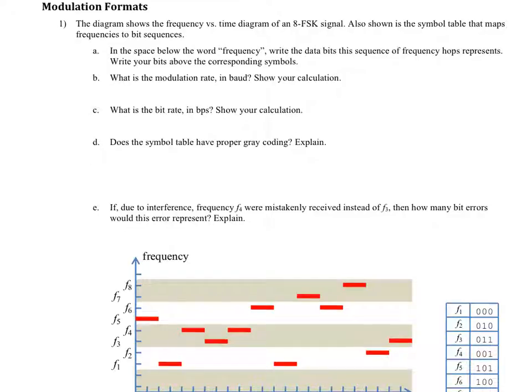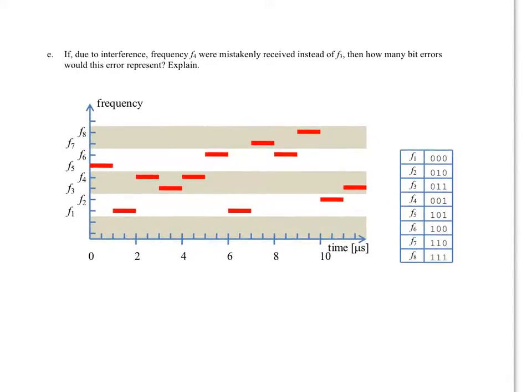And so part A asks you, in the space below the word frequency, down here that is, write the data bits this sequence of frequency hops represents, and write your bits above the corresponding symbols. Okay, so what we've got here is a symbol table that shows, given 3 data bits, what frequency to hop to. As the data comes in, we take the data bits 3 at a time, and every time we get 3 data bits, we hop to a new frequency.